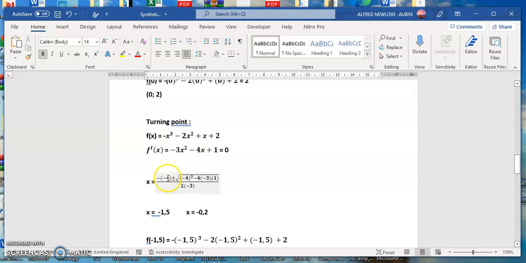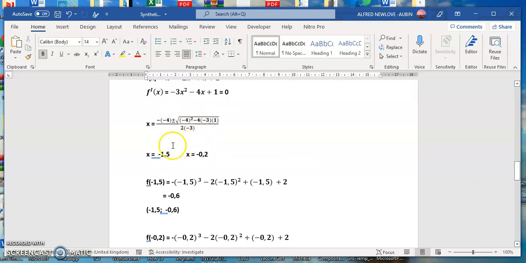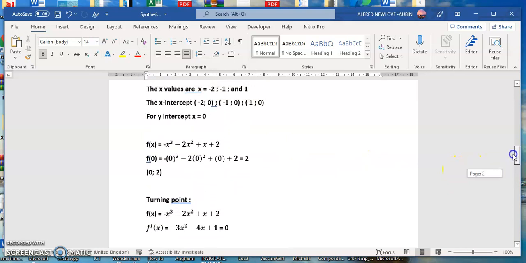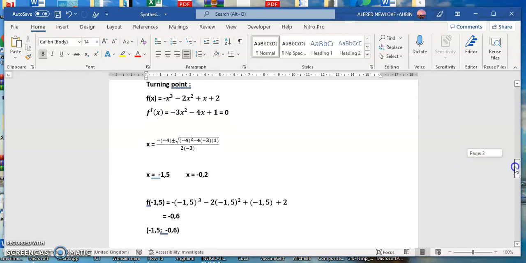So it's going to be minus b plus or minus the square root of b squared, 4 squared, minus 4 times minus 3, which is our a, times c, which is 1, over 2a. A is minus 3. If you press this on the calculator, you are going to get x equal to minus 1,5 and x equal to minus 0,5. Then you substitute it into the original function. Where is the original function? This one, the one given to us here. So you substitute it there.